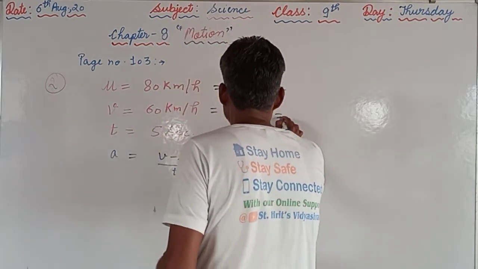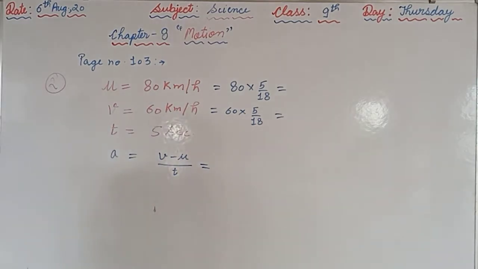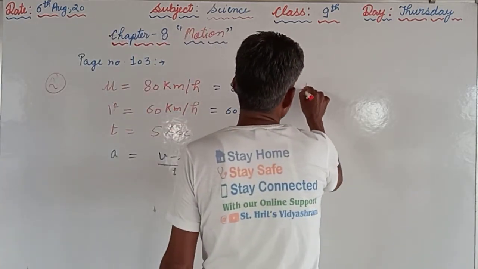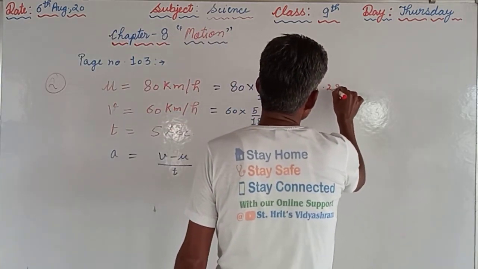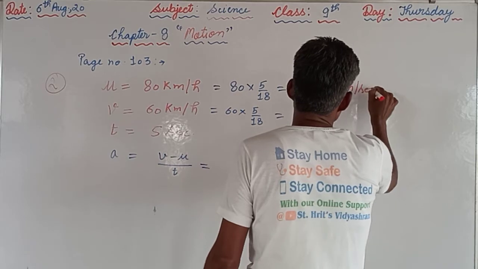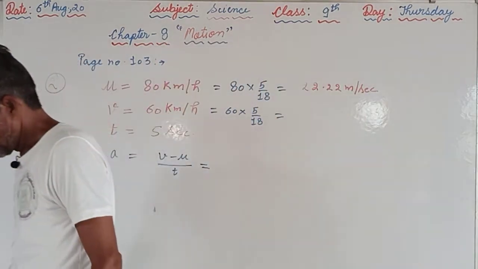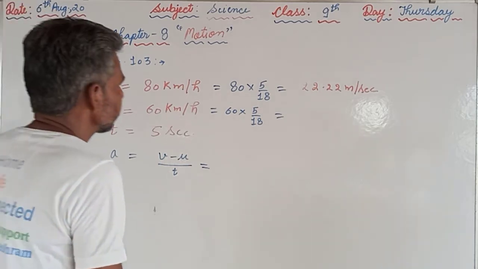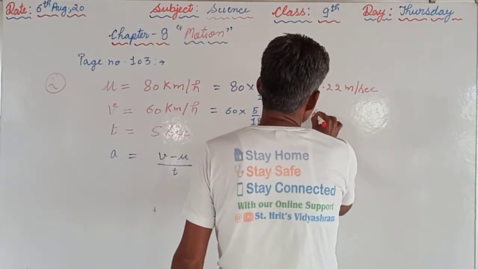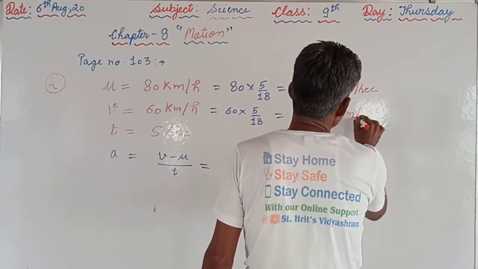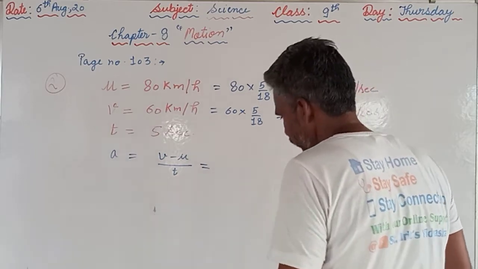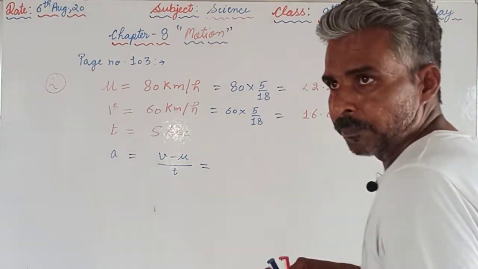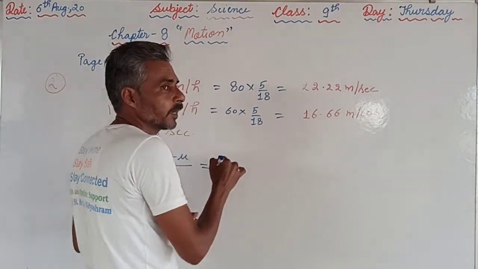So when we solve these calculations, we will find the speeds are 22.22 meter per second, and 60 multiplied by 5 by 18, we will get 16.66 meter per second. So first of all, we should know why we are multiplying by 5 by 18.